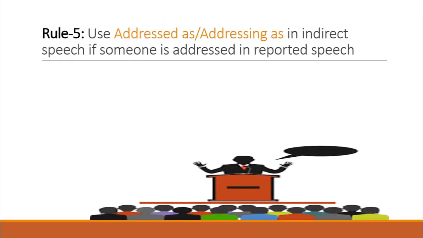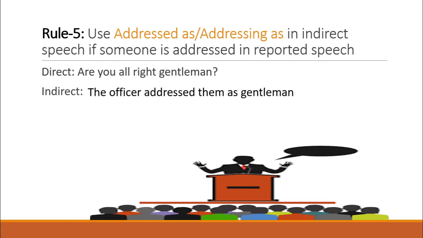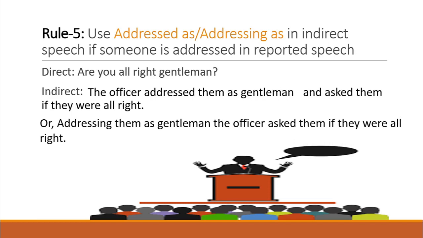Rule 5 is use addressed as or addressing as in indirect speech if someone is addressed in reported speech. For example, "Are you alright, gentlemen?" So here "gentlemen" is a type of address. So here you have to say, the officer addressed them as gentlemen and asked them if they were alright. Or you can say, addressing them as gentlemen, the officer asked them if they were alright.